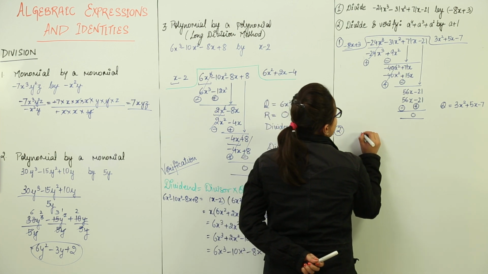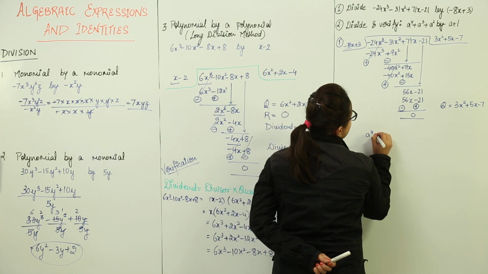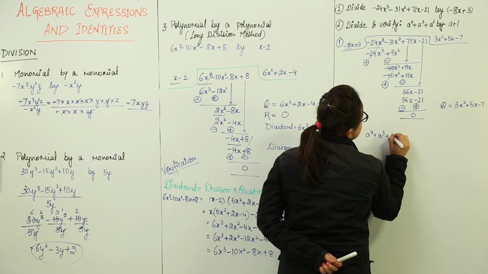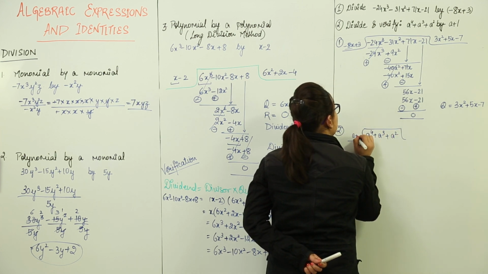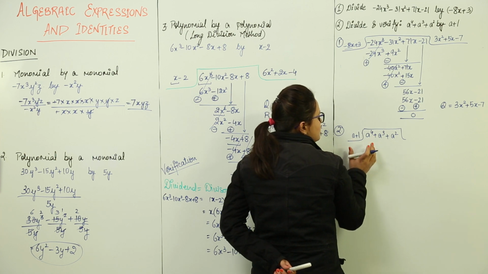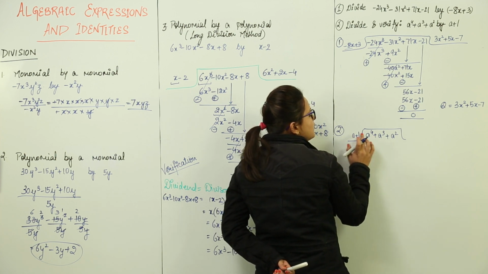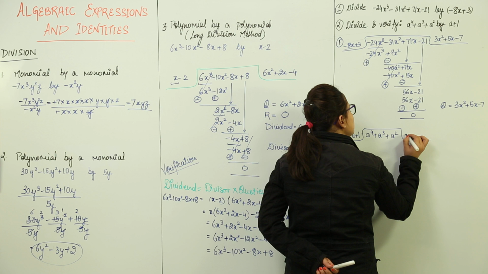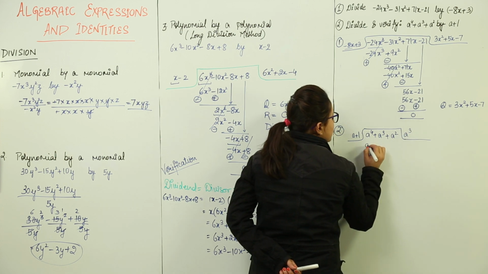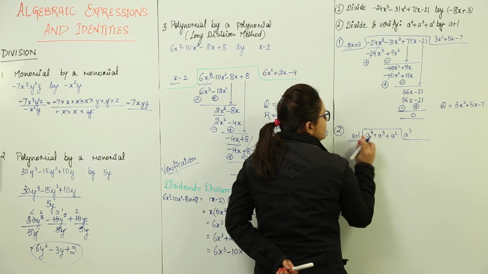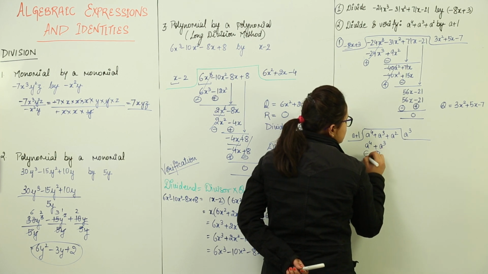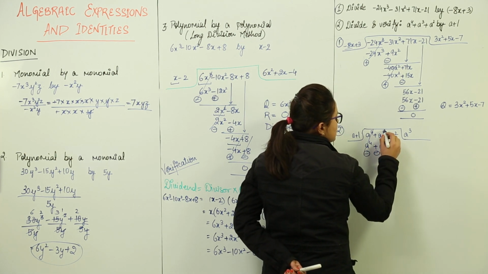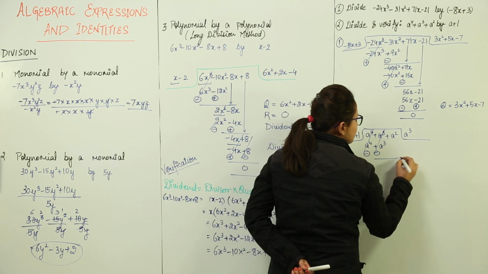It says we have to divide a raised to power 4 plus a cube plus a square with this a plus 1. We will be starting with the first step. What should a be multiplied with to get a raised to power 4? A cube. We get a raised to power 4. What is 1 into a cube? Plus a cube. Now we reverse the signs. This gets cancelled. This also gets cancelled.